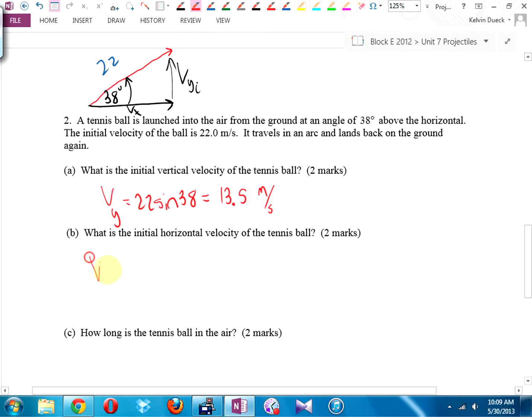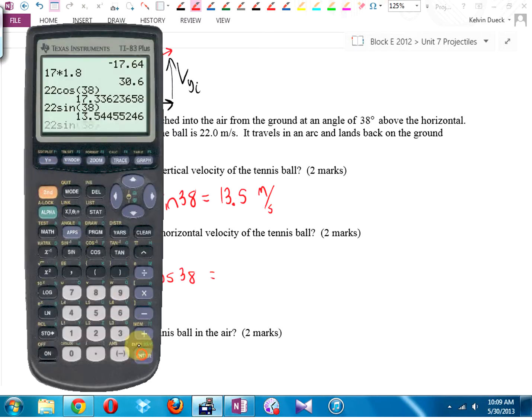Initial horizontal, Vx is, well, the opposite of sine, cos. See how useful trig is? What a wonderfully applied branch of mathematics. None of this, let's factor a polynomial for no good reason.